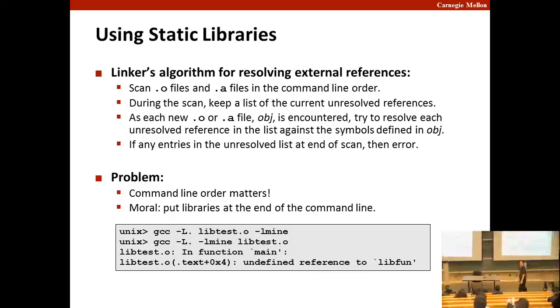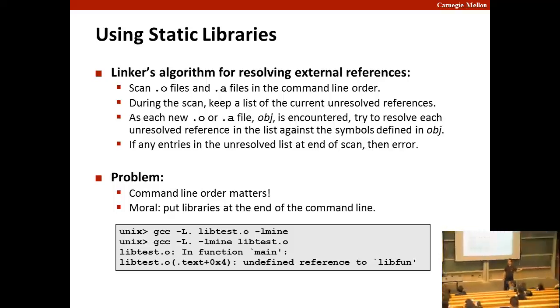The problem with this might be that if A requires something in B and B requires something in A, it's not going to resolve that. Because the symbols from A that are needed by B will be resolved, but the symbols in B that require A are not resolved. To fix that, you'd actually have to list it multiple times at the command line. A, B, A. Okay? So order generally matters here.